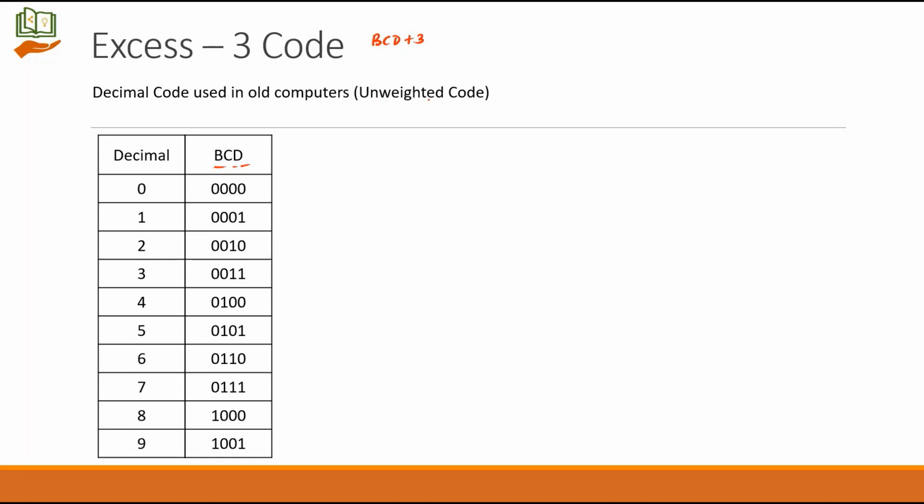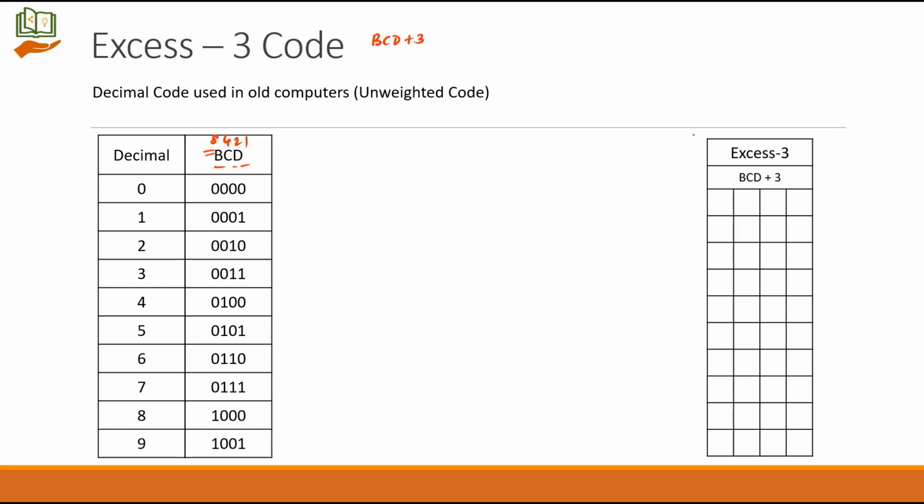We call them as unweighted code because you are not relying on the weights 8421. You are just moving 3 positions from 8421 code. So this is an unweighted code. When you form directly from a particular weight, you call them as weighted code. When you don't rely on weights, it becomes unweighted code. So how do we find XS3 code? By BCD plus 3.